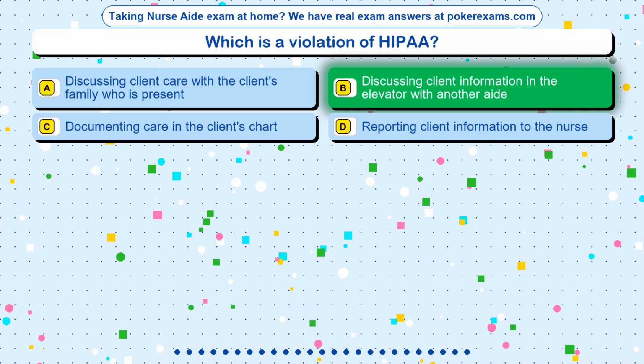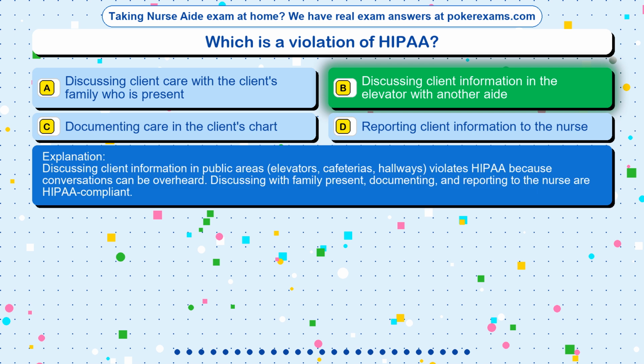The correct answer is option B. Discussing client information in the elevator with another aide. Discussing client information in public areas, elevators, cafeterias, hallways, violates HIPAA because conversations can be overheard. Discussing with family present, documenting, and reporting to the nurse are HIPAA compliant.